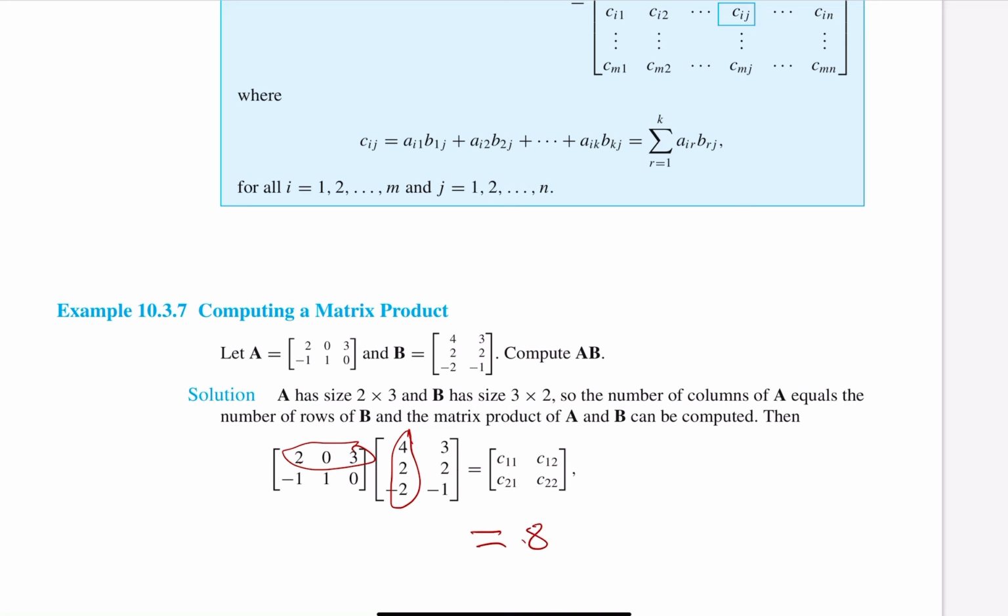2 times 4 is 8, and 2 times 0 is 0, and 3 times -2 is -6. Okay, be careful here, by the way. Be very careful. You see that one? It belongs only to this one. You have to be very careful. Okay, just let me point out something. Let's do this one.